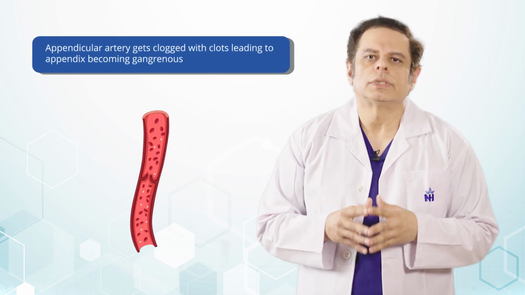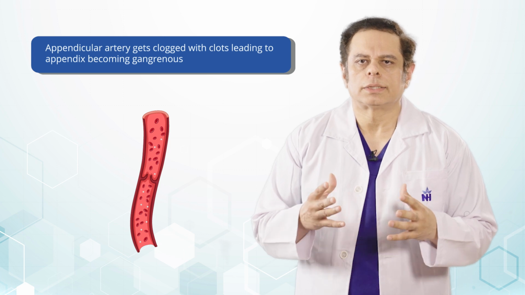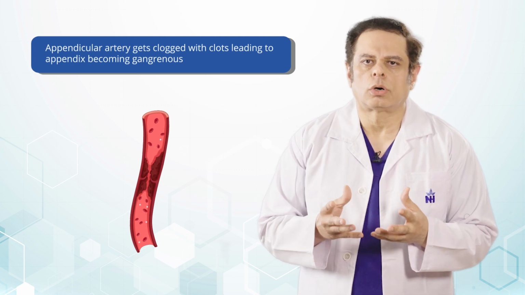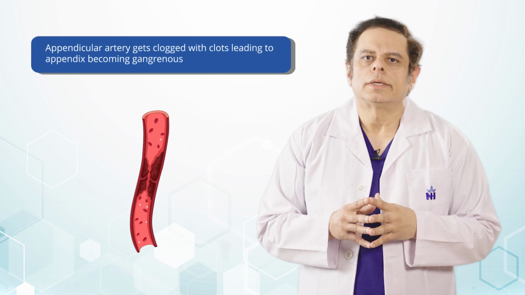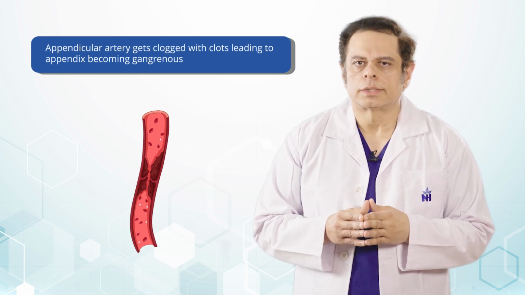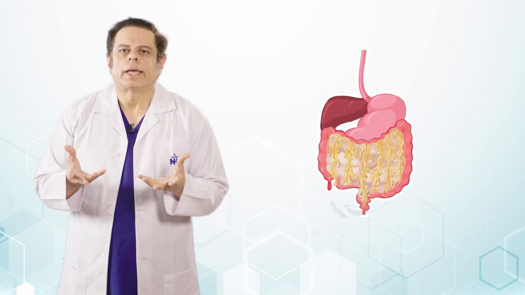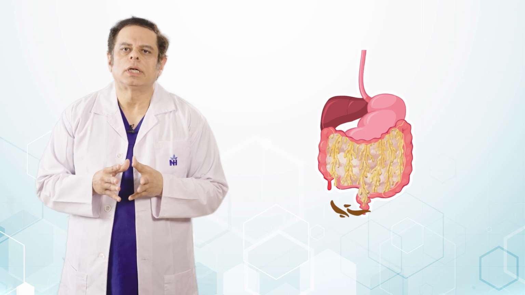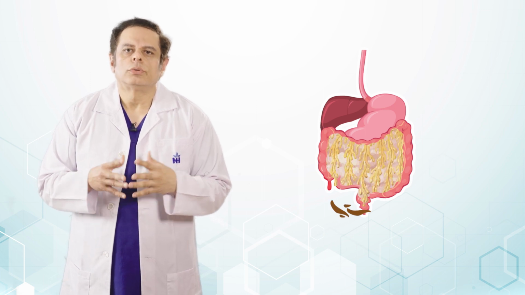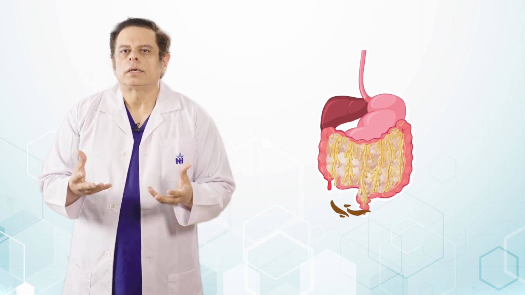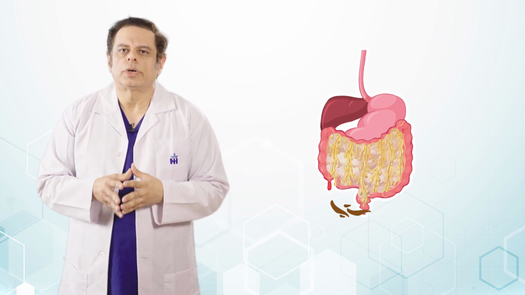So what happens is the appendicular artery, which supplies blood to the appendix, gets clogged with clots and the appendix can become gangrenous. The appendix wall will die off and there is immediate leak of the stools into the abdominal cavity, and these patients have very little reserves and they will start deteriorating immediately.